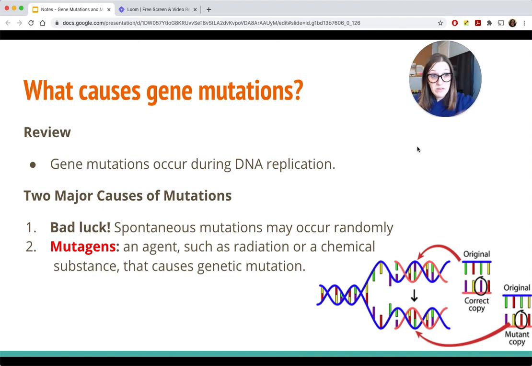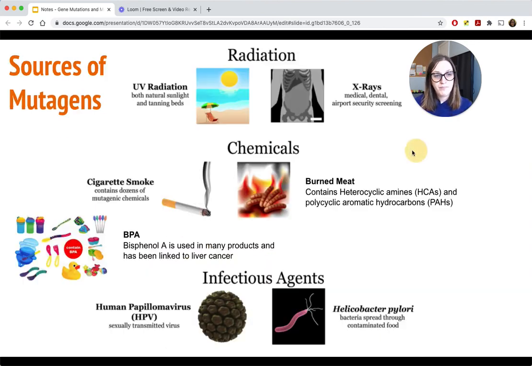Therefore, that's a mutagen. In comparison, if you were to eat healthy foods, that reduces your chances of having a mutagen because you're getting all the essential amino acids and vitamins that you need. So mutagens can be environmental, and sometimes mutations are caused just by bad luck. Here are some examples. We've talked a lot about these: cigarette smoke, eating burned meat, BPA added to plastics, diseases and viruses, and so on and so forth.